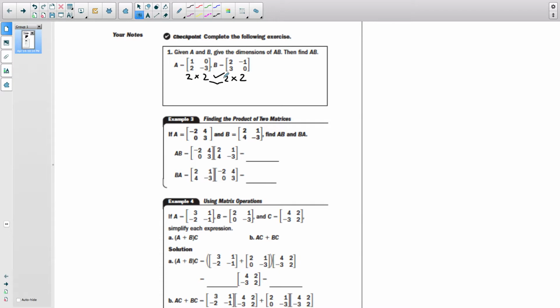All right, so again, I'm going to check the numbers in the middle. They match. So that means, yes, I can multiply these two matrices to make a product. And then my dimensions would be what numbers are on the outside. So 2 rows, 2 columns. So the dimensions of AB are going to be 2 by 2. All right, so now that I've determined what the dimensions will be, next I want to find the product of A times B. So let's go ahead and do that.